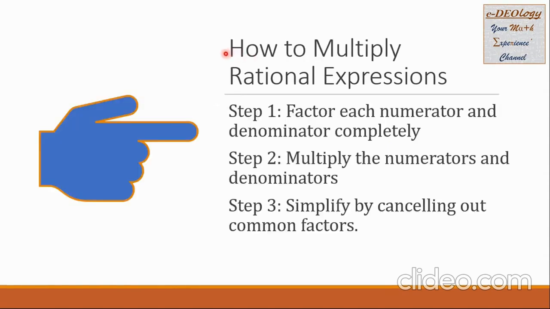How do we multiply rational expressions? We are going to have these three steps. Step 1, factor each numerator and denominator completely. Step 2, multiply the numerators and denominators. Step 3, simplify by cancelling out common factors.